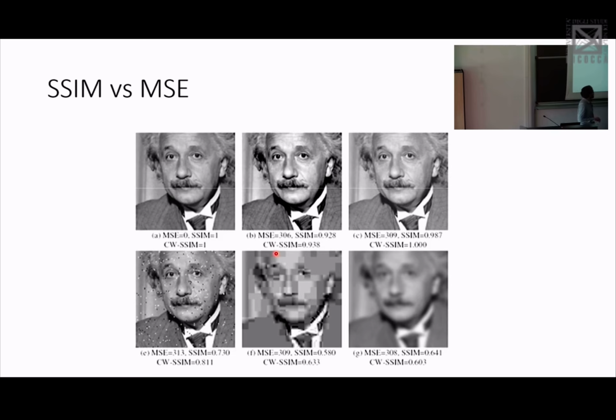Now we can see on the same images the differences. In this case, the structural similarity index is 0.92, 0.98 for the first one that looked the same. It's 0.73 in the corrupted one, 0.5 in the one with too much compression, and 0.6 in the one with some blurring.